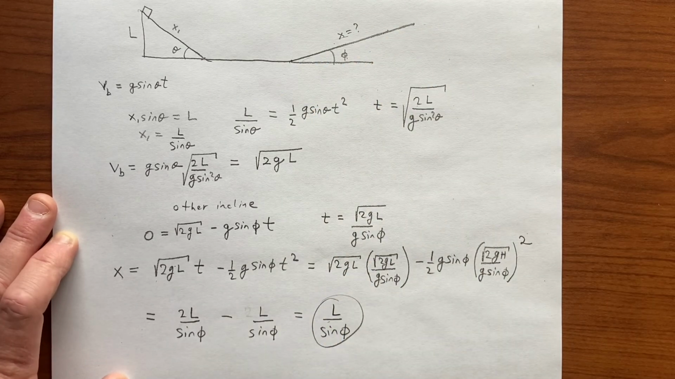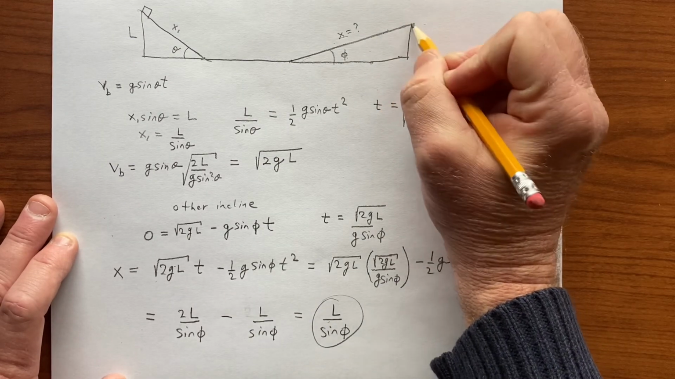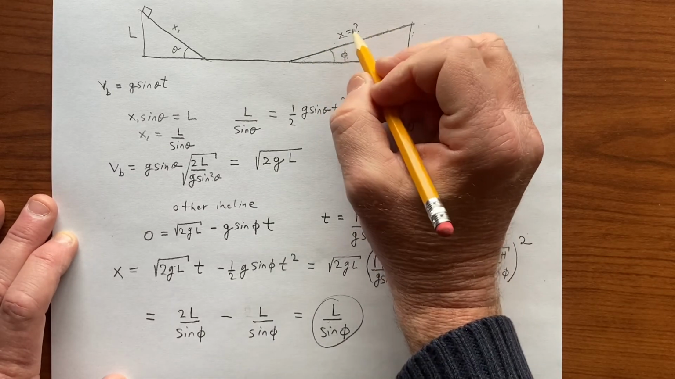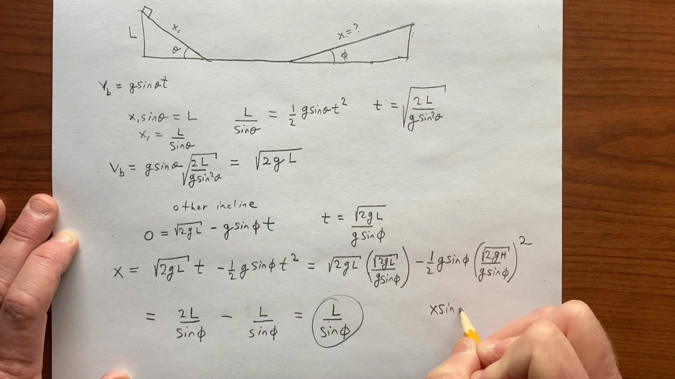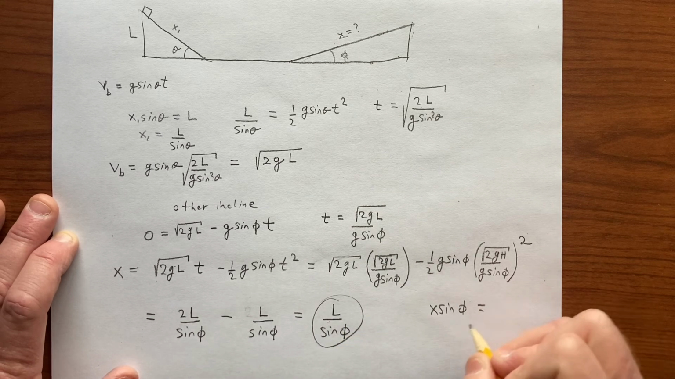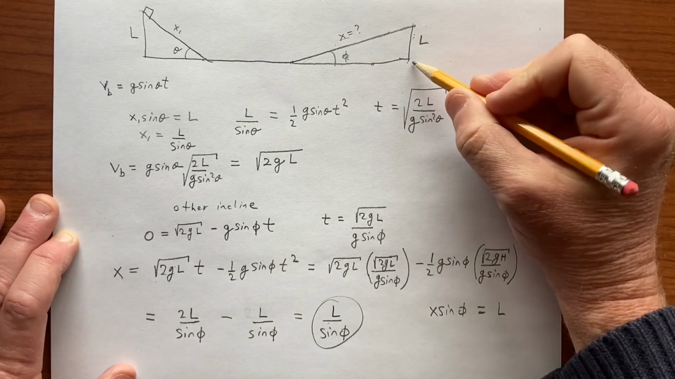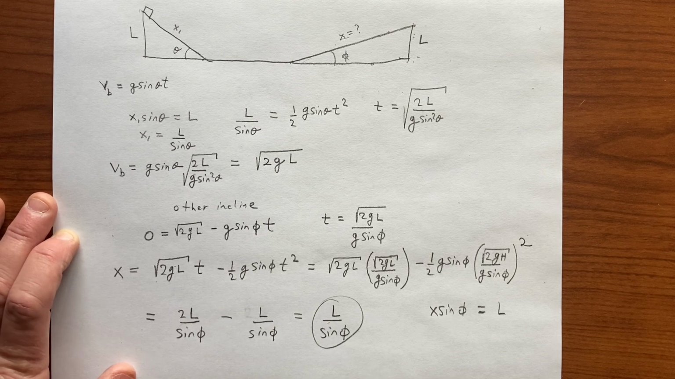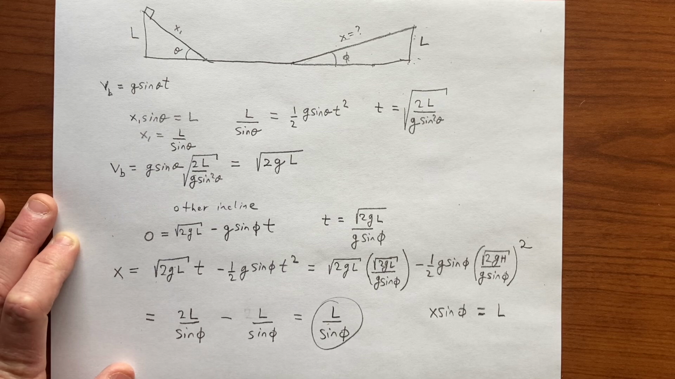And we can notice that we can ask how far up did it travel? What's this distance? And so that's x sine of phi, and x sine of phi is just L. And so the height that it reaches on this side is the same as the initial height there. And we will see how that works from the perspective of energy conservation.